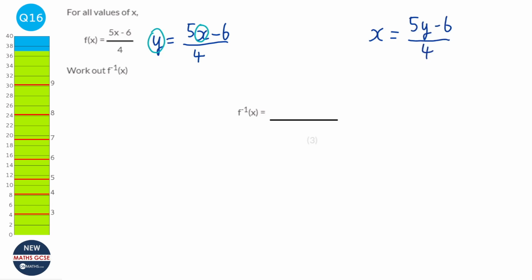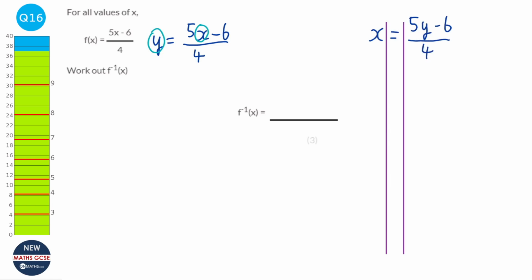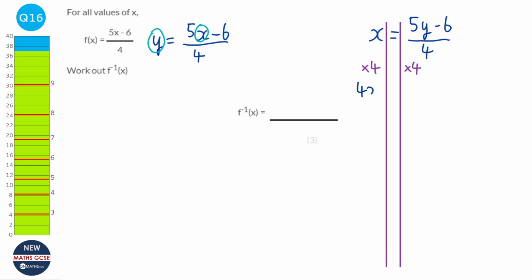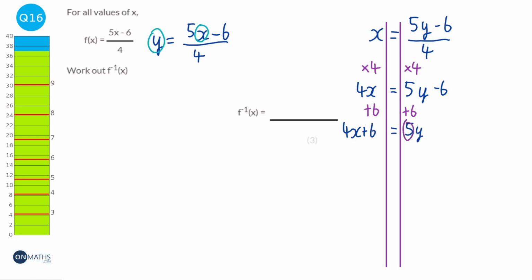Now the challenge is to get it so that it's y equals rather than x equals. So we're going to start off by multiplying both sides by 4. And that will give us 4x on the left hand side, and it will get rid of the fraction on the right hand side, which was kind of the point. Next we're going to get rid of that minus 6, so we're going to add 6 both sides. And then finally we're going to get rid of that times 5 there by dividing both sides by 5. So we've got 4x plus 6 over 5 equals y.